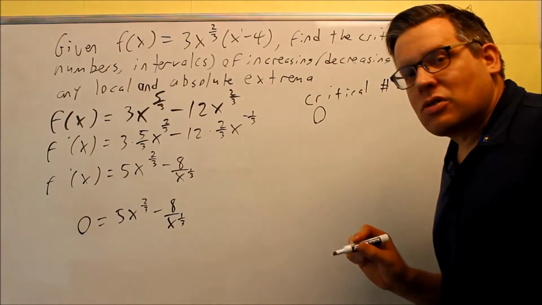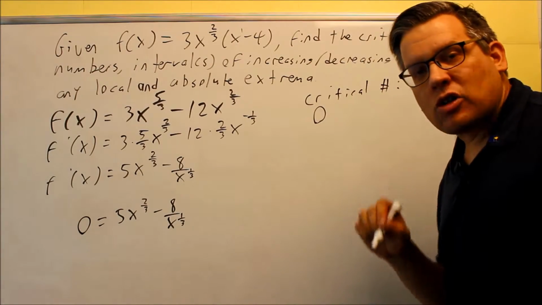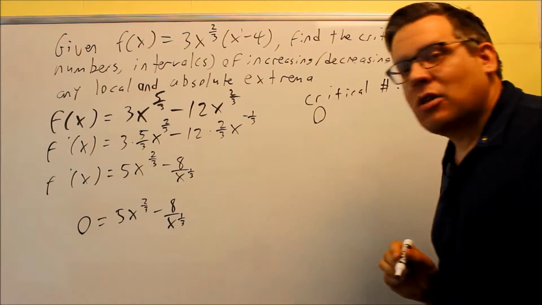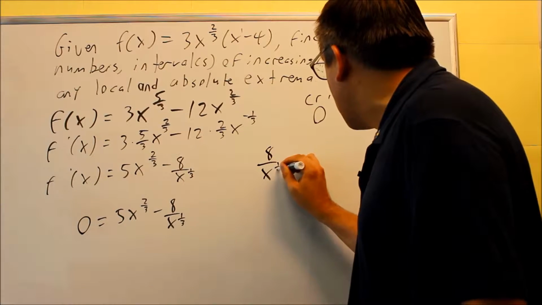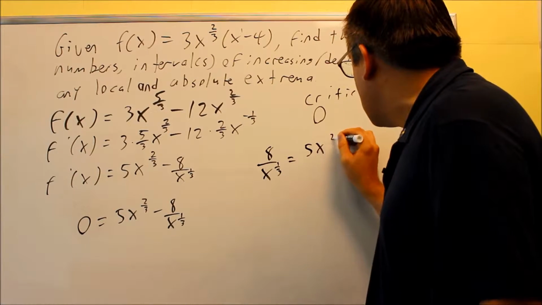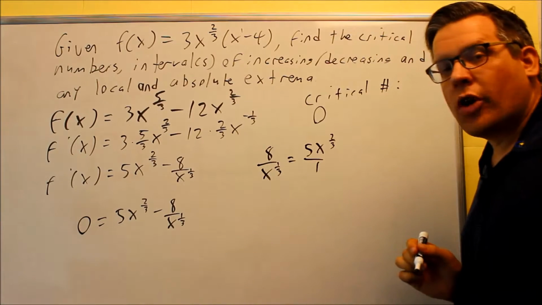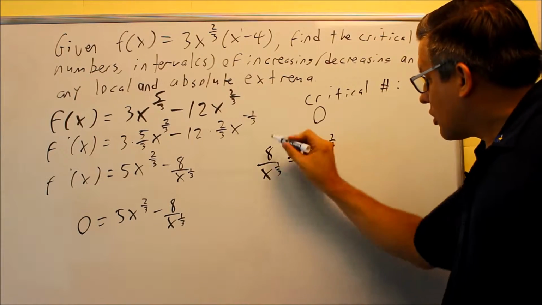Best way to do this is to move one of the terms over and then cross multiply. We could do some factoring, but that's going to be more complicated. So we're going to move one of the terms over. 8 over x to the 1/3 will equal 5x to the 2/3 over 1. We're going to cross multiply each of these.